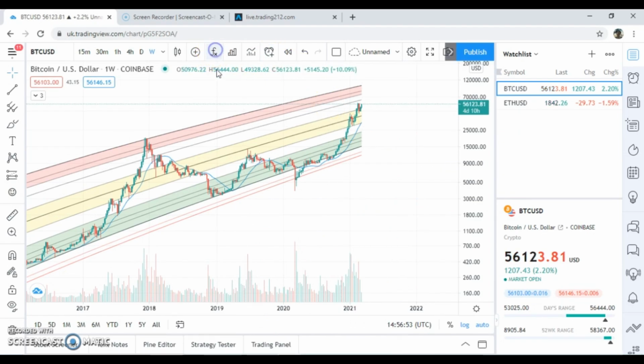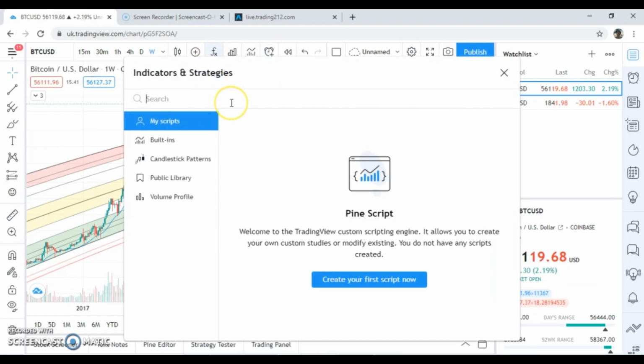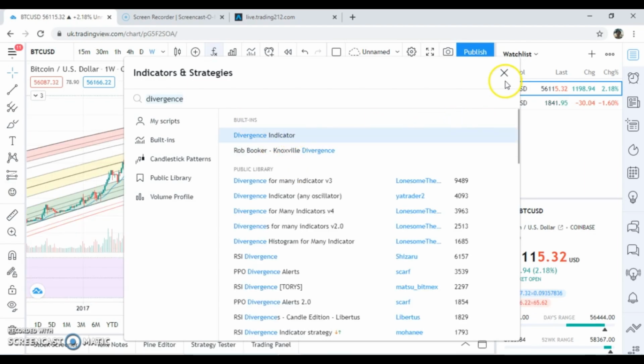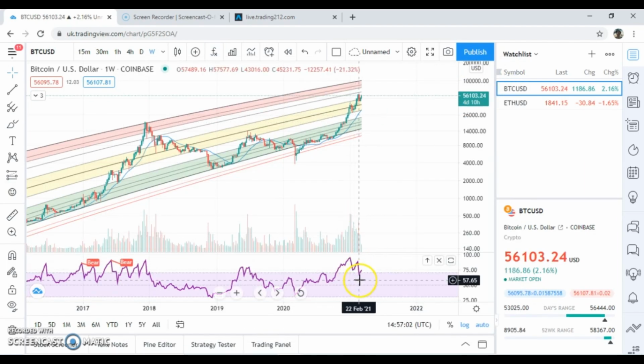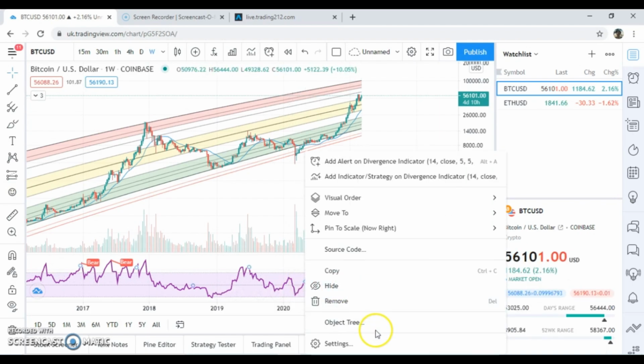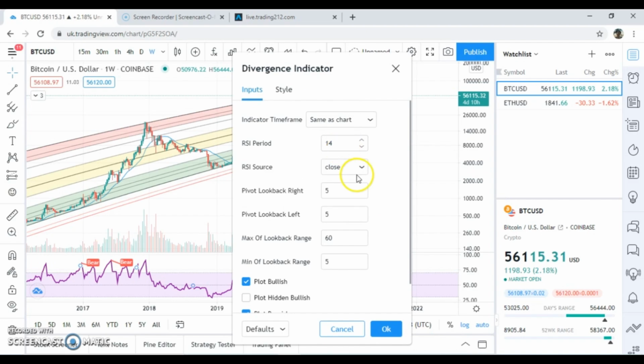Sorry, it's a bit slow. There we go. Right there. There's your RSI for Bitcoin. I would definitely change it to 80-20.